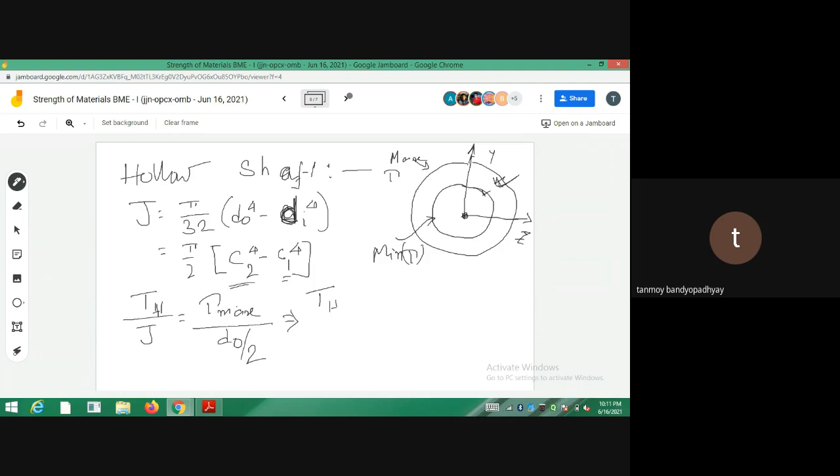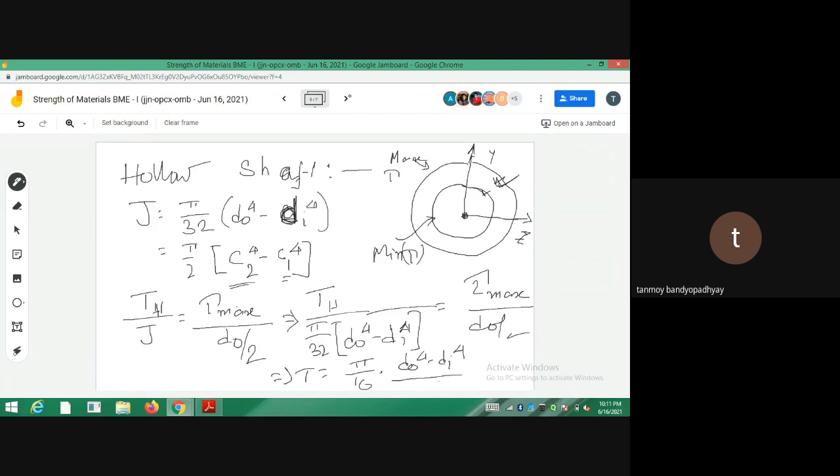So if I write the expression, it is pi by 32 times d0 to the power 4 minus di to the power 4, equal to tau max divided by d0 by 2. So T will be equal to pi by 16 times d0 to the power 4 minus di to the power 4 divided by d0, into tau max. So this is the expression for a hollow shaft. Okay.